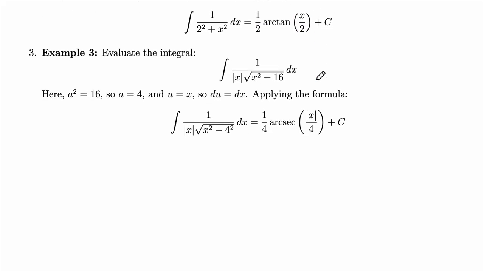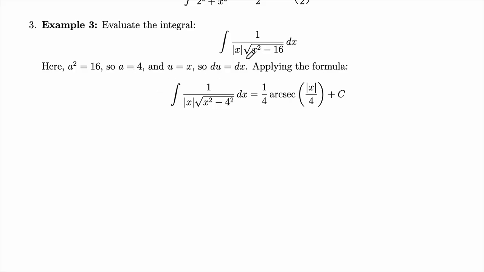All right, and then let's move on to our final example. This one is the integral of 1 over the absolute value of x times the square root of x squared minus 16. So again, what am I noticing? Well, I'm noticing I have a square root in my denominator, and then within that square root, I have a difference of squares, right? x squared minus 16, where 16 is 4 squared. And then in front of that, I have it multiplied by the absolute value of x. So in order to do this, I'm going to identify my a as the square root of 16, which is just 4, and then I'm going to plug everything in. So then I get 1/4 arcsecant of the absolute value of x over 4 plus c.